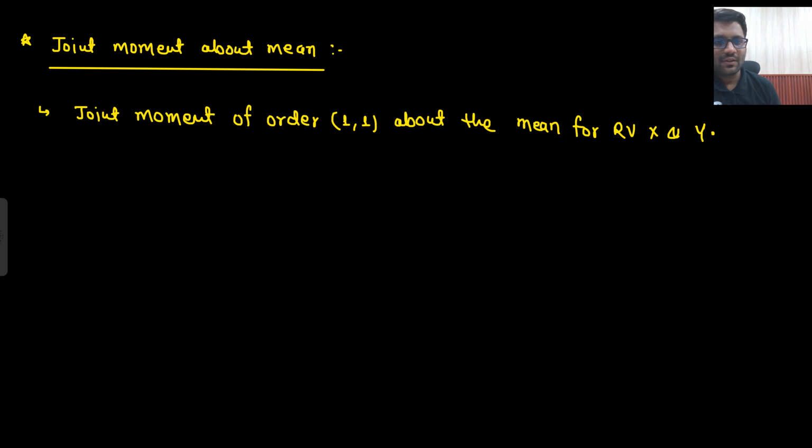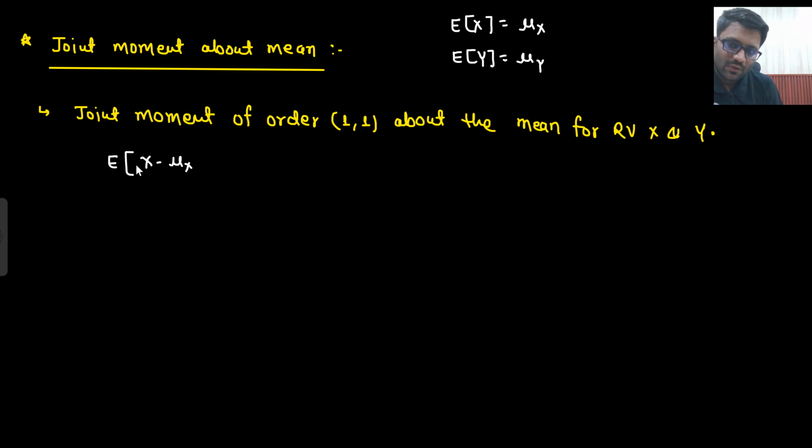Joint moment about the mean of order 1, 1 for random variables x and y. About what? About the mean. So what will be the mean of random variable x? The mean of random variable x is mu x. And the mean of random variable y will be mu y. So what are they asking? Moment about the mean, and the order is 1. So it could be given as (x minus mu x) into (y minus mu y).